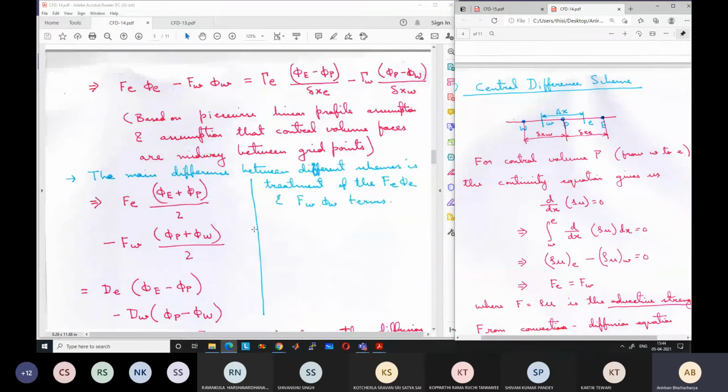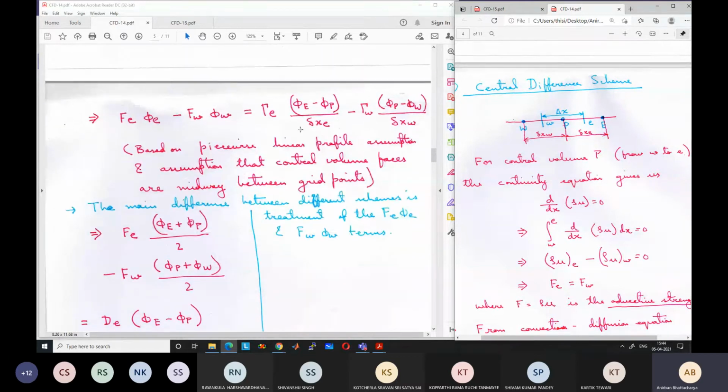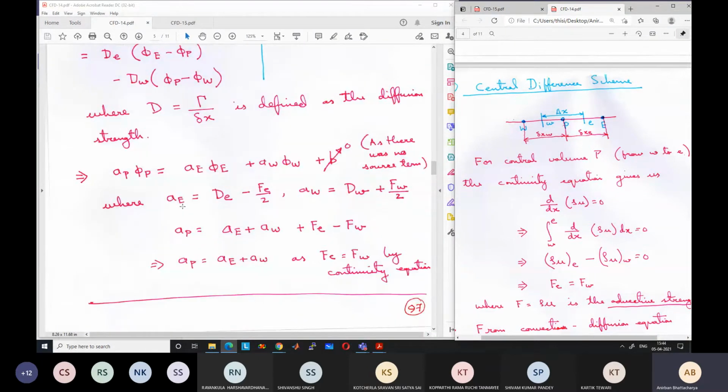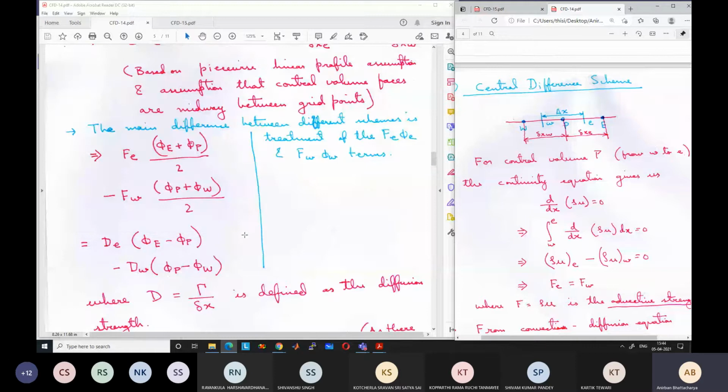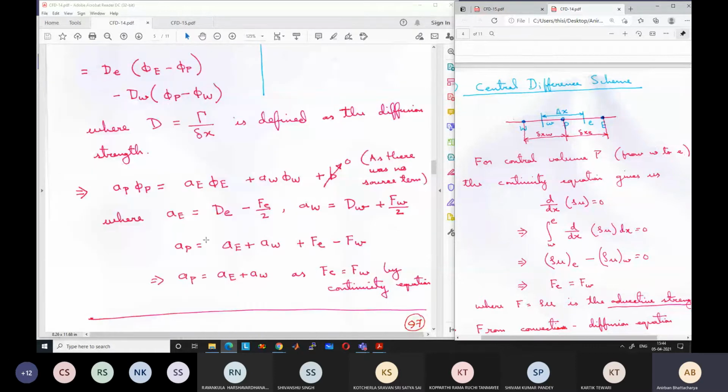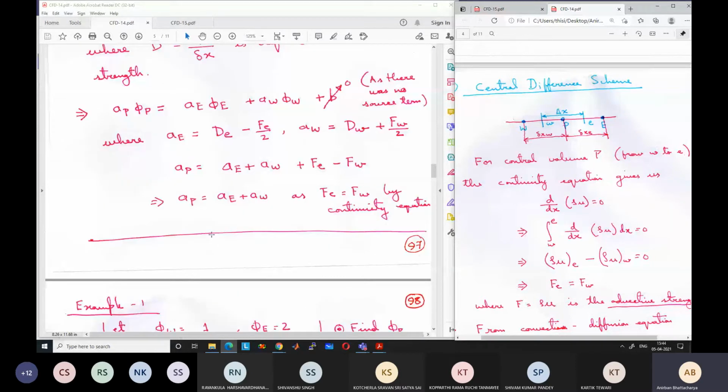Okay. So here we had the term gamma e by delta xe, so we can write this as DE. Similarly, gamma w by delta xw, this we can write as DW. Okay. So AE is DE minus FE by 2 and AW is DW plus FW by 2, and AP is equal to AE plus AW plus Fe minus Fw, and by continuity equation Fe minus Fw is 0. So AP is equal to AE plus AW. This is what we had obtained in the previous class, and this is known as the central difference scheme, based on the linear interpolation.